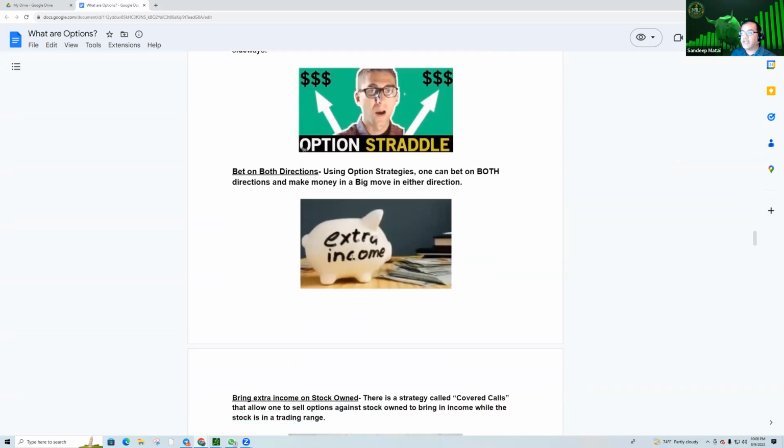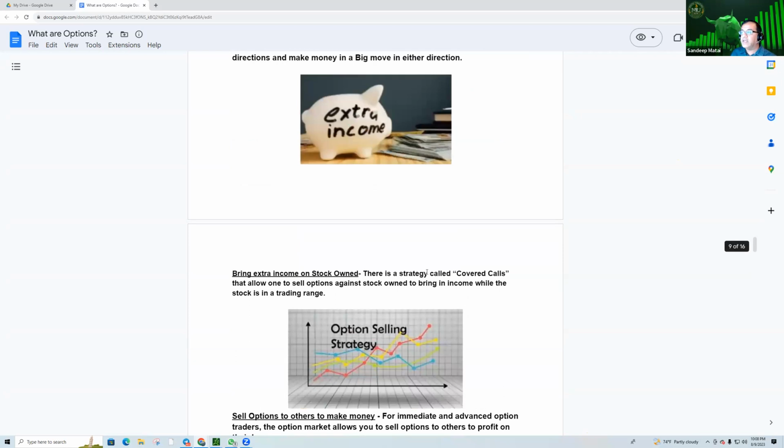You can also make extra income on stock that you own. Okay, there's something called covered calls. They allow you to sell options against the stock you own to bring in extra income while that stock is stuck. So covered calls is another great way. If you own stock and it's just sitting there, you can sell calls against it. And I'm going to show you guys a more creative strategy of doing covered calls as well. That way, if it keeps going up, you still make money too. So anyway, that's another beautiful thing, is you can do that versus just sitting on stock.